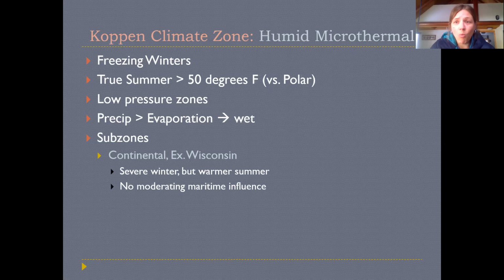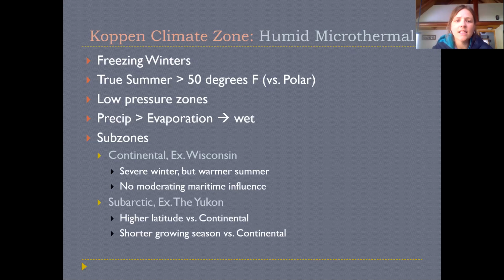however, they do have a warmer summer relative to the next zone within the microthermal area, which is called the subarctic zone. So this would be even farther up, higher in latitude, places like the Yukon. And this area is going to have an even shorter growing season, even less contact with sunlight, even cooler kind of summer conditions.